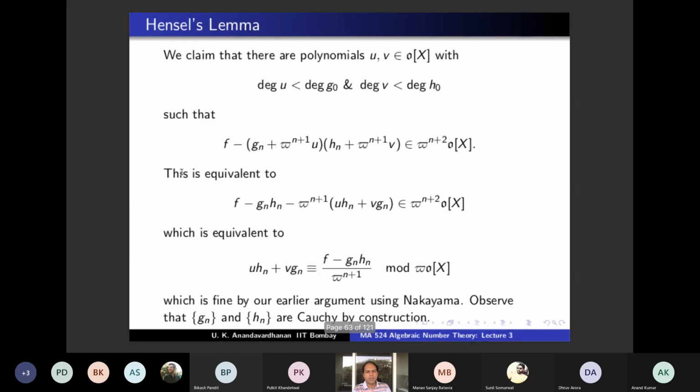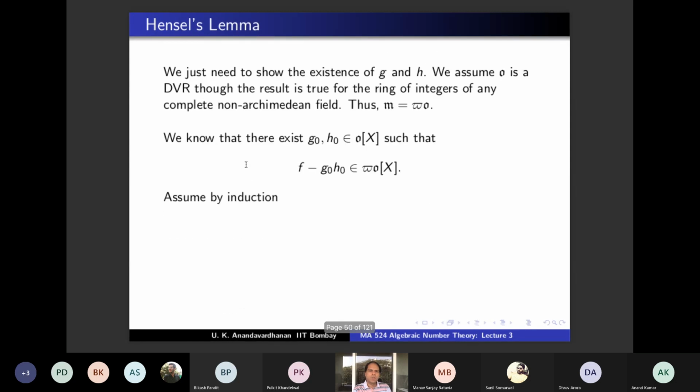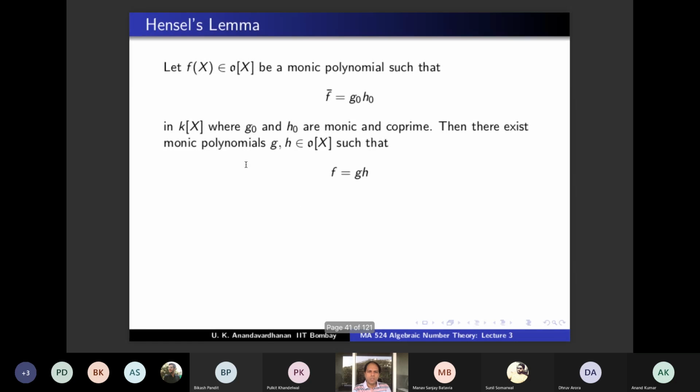So this is Cauchy by our construction, and therefore you have got convergence. So you get polynomial G, polynomial H, such that f minus GH is in pi power infinity, so to say, which means f minus GH is 0, which means f equals GH. So that gives you this Hensel's lemma, f equals GH. And why is it true that G bar is G0 and H bar is H0? Because at each stage, Gn bar is G0. So when you construct Gn plus 1, its bar was G0, etc. So G bar is also G0 and H bar is H0.